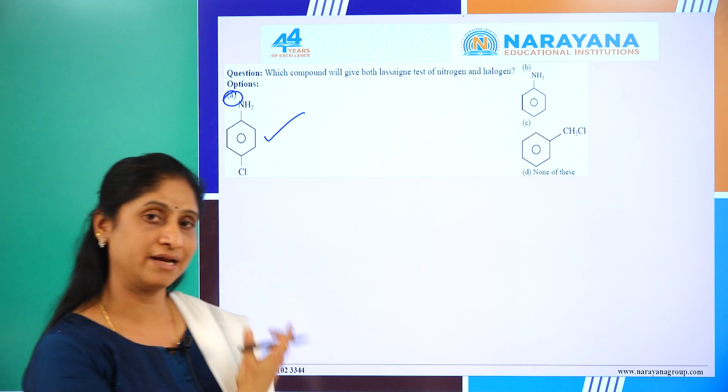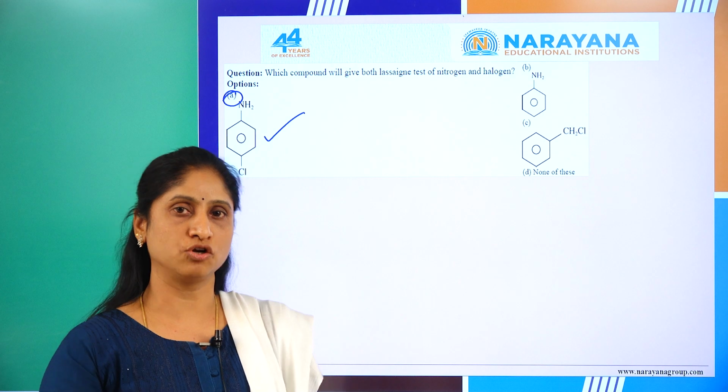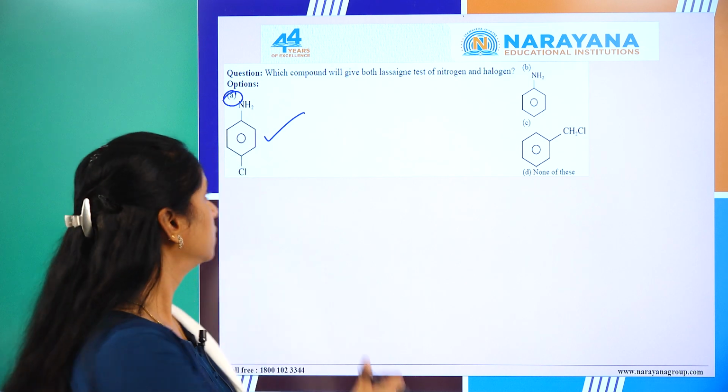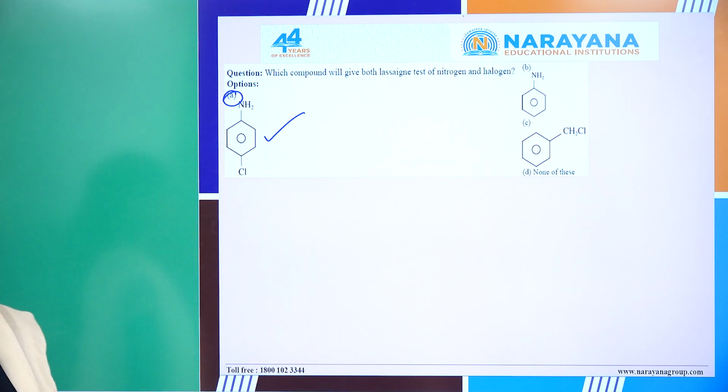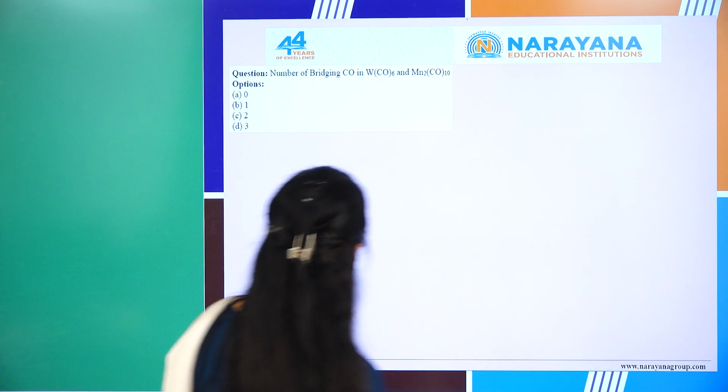So don't look for the compound to be directly ionic. It is extracted into the aqueous solution in the form of an ionic compound. So it could be parachloroaniline, option A. Let us see the next question.